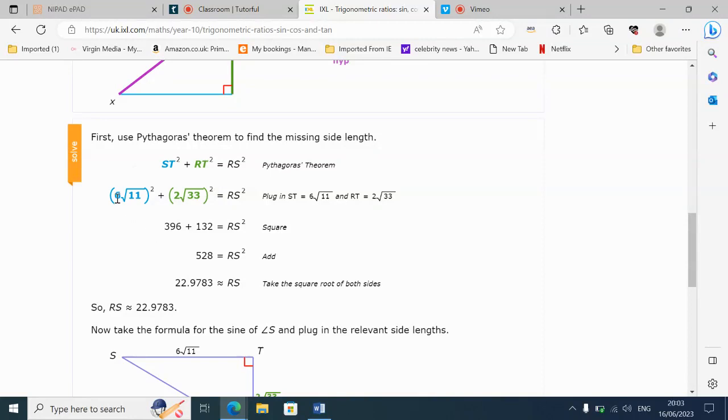No. So how did they get 19.8997? Okay, so they've obviously squared that. So they've squared 6 square root 11, which equals 6 square root 11 multiplied by 6 square root 11, and they've gotten 396. Could you try the same to figure out how they got 132 for the 2 square root 33?